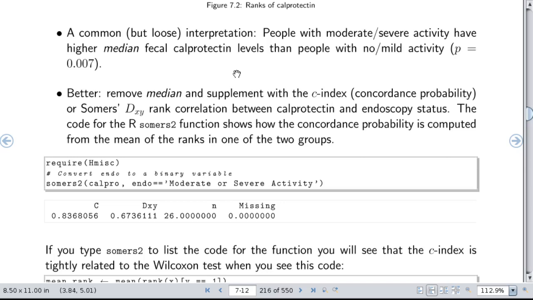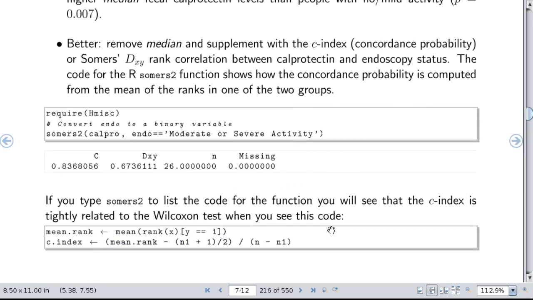It's rough. So a better approach is to remove the median and supplement this with a C-index or concordance probability. You can convert that to a rank correlation coefficient, Somers' Dxy, very easily. And in the Hmisc package in R, there's a little function that quickly calculates the C-index and the Somers' D rank correlation between the group and the response variable. So we use that function like this. And we see that our concordance probability is 0.837. So that's a measure of separation of the two groups, how much overlap there is in the response values in the two groups. And we see there is some separation in the two groups.